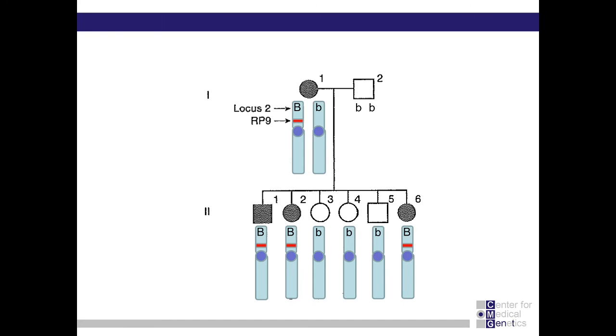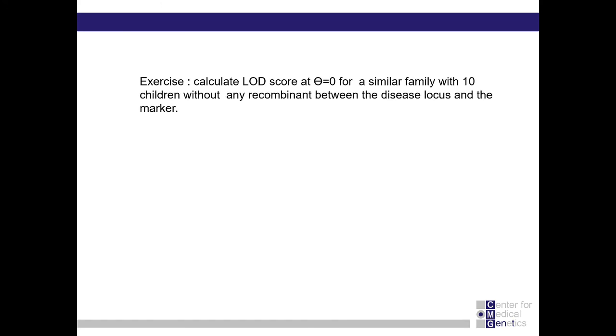So here, locus 2, RP9. Exercise: calculate the log score at theta 0 for a similar family with 10 children, without any connection between the disease locus and the marker. So what's the number that you will put? N is what? 10. M is 0.